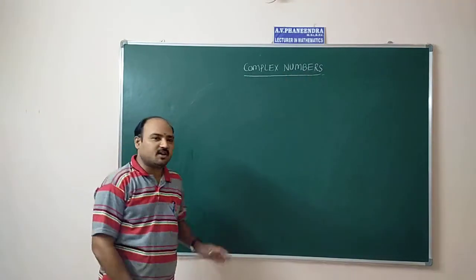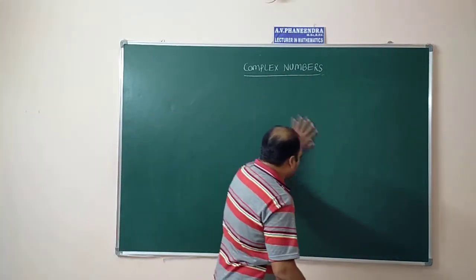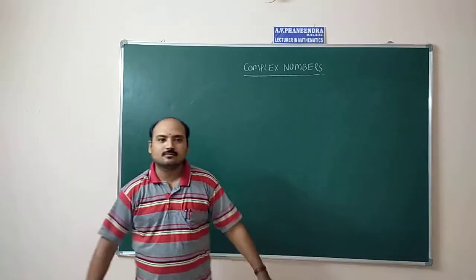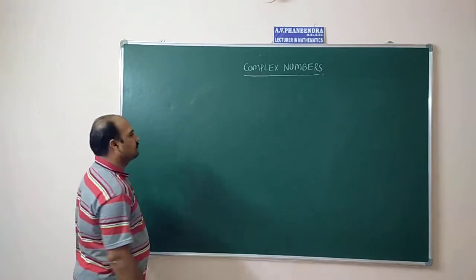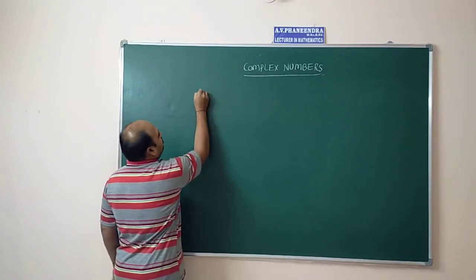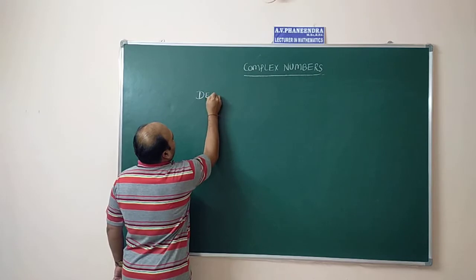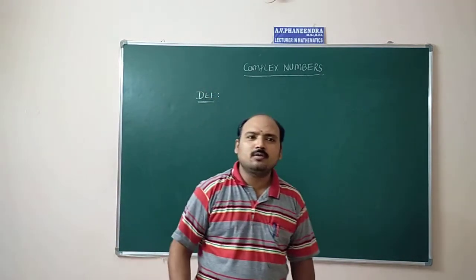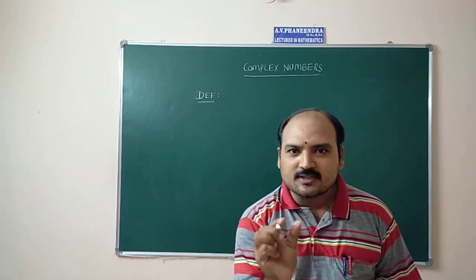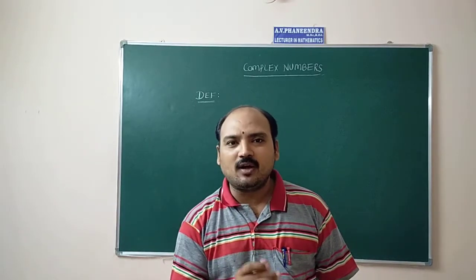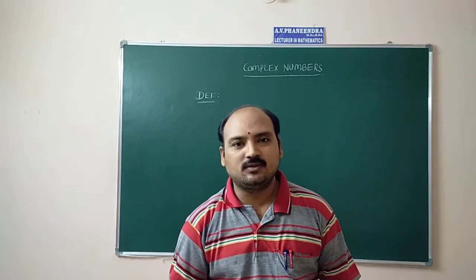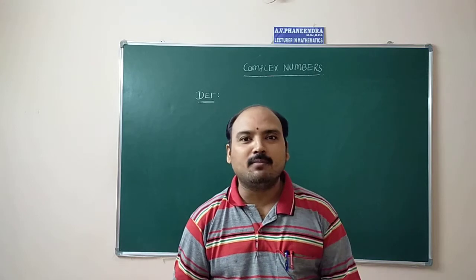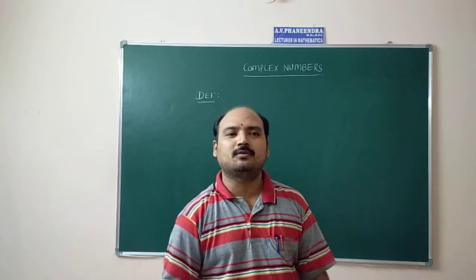First of all, what is the definition of a complex number? Anyone? So, definition: any number of the form x plus iy where i equal to root minus 1, comma, x and y are real numbers is called a complex number.